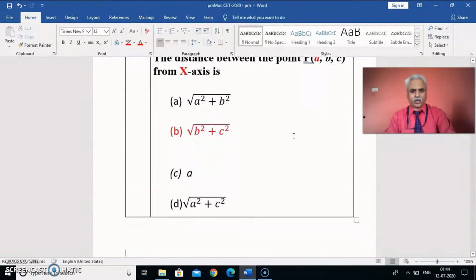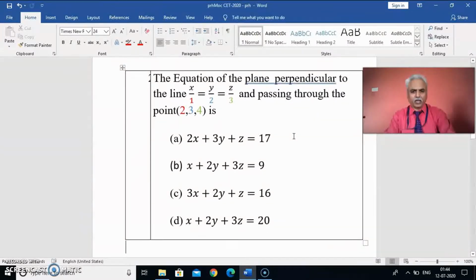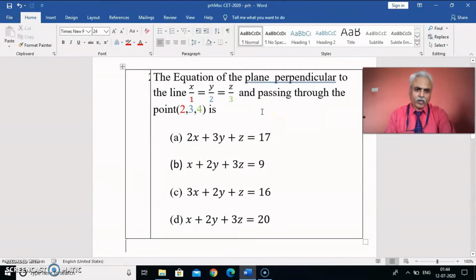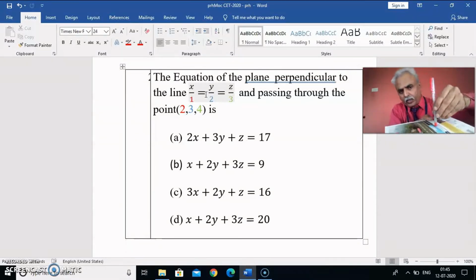Here I go to the second question. Can you read this second question, please? The equation of the plane. So we have to find the equation of the plane out of these four answers. The equation of the plane perpendicular to the line passing through the point. When this line is perpendicular to the plane, see, I am showing you this plane and perpendicular. This plane is this book and the perpendicular is this pen.